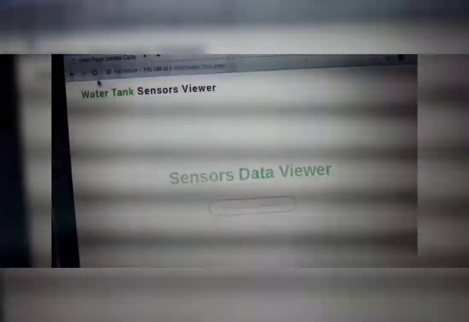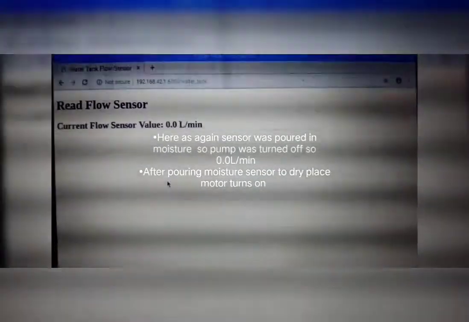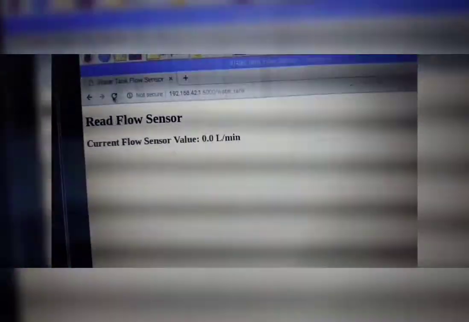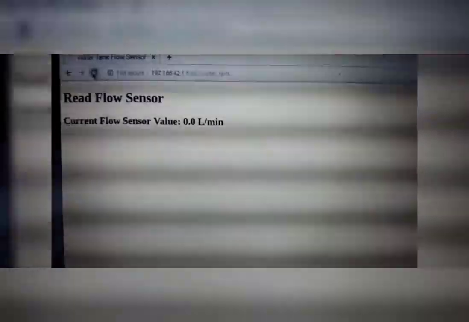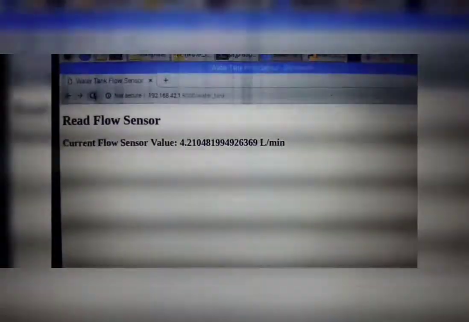The water tank. The water tank has this flow sensor. Again, it's associated with the tank, and again, when the moisture is low, it stops. It's automatic.